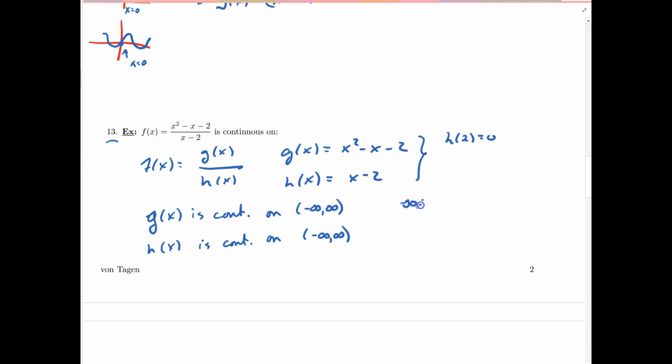So where is the original function? Where is f of x continuous? So f is continuous on the interval from minus infinity to 2, unioned with 2 to infinity. We'll talk a little bit more about what it means to be continuous on a set versus on an interval.